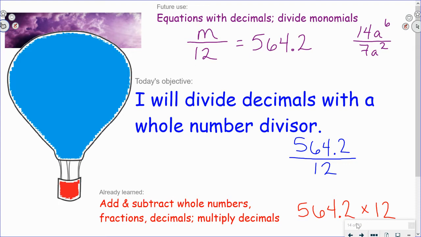Sooner or later, you'll also get to dividing monomials, things like 14a to the 6th divided by 7a to the 2nd. So the division skill in general will be important. I should also point out that eventually you will get to dividing decimals by divisors that are also decimals. We'll probably get to that tomorrow.